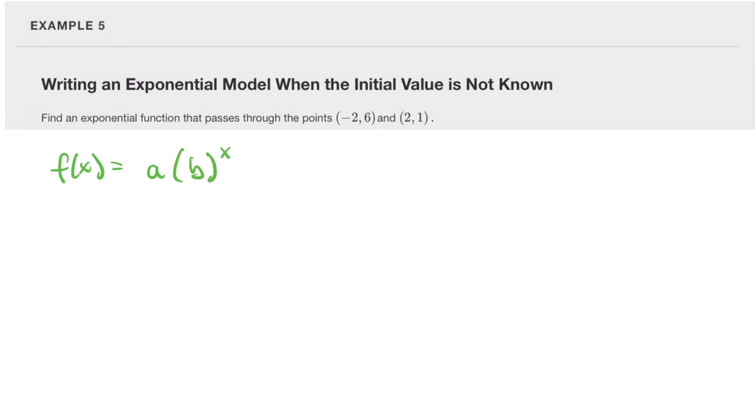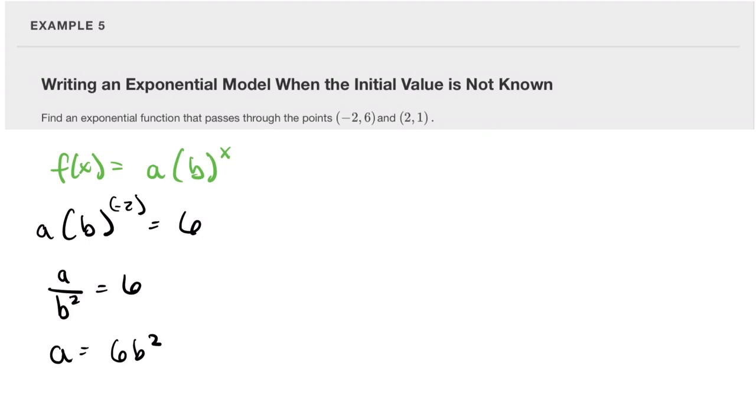Okay. So then we're going to plug in the information we're given. The first piece is when x is -2, y is 6. So a times b to the -2, the corresponding y is 6. I'm going to go ahead and solve for a from here. Now that negative power is the same as what? A over b squared equals 6. So then a equals 6b squared, right?